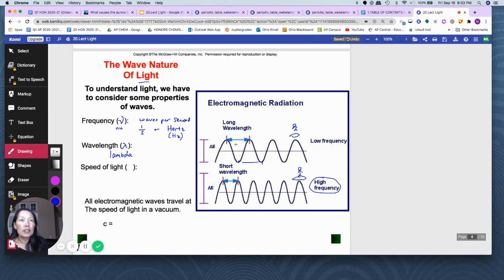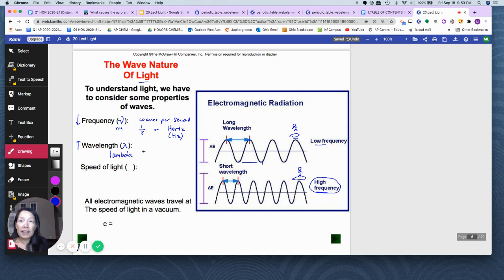Okay, so the longer the wavelength, you won't feel as many waves because they're so long, you won't feel the peaks. So it has low frequency. If it's shorter, then you feel more of them, so it has a higher frequency. So as the wavelength goes up, it gets longer, the frequency is not as frequent. Okay?